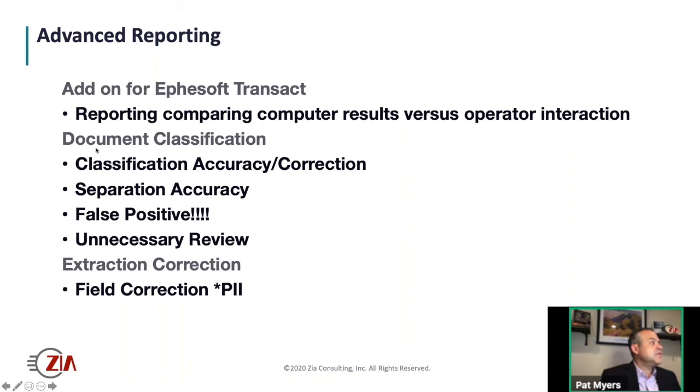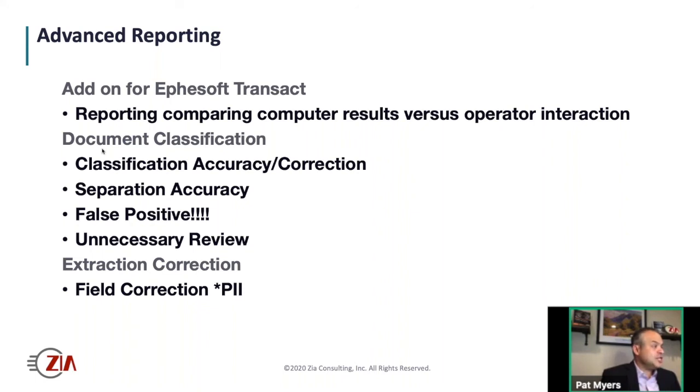There's two general topics around this. It's classification and extraction. Within classification, there's the capability of seeing the accuracy level of that classification and what kind of correction was done. It was this document type the computer thought, and then it was changed to this document type.